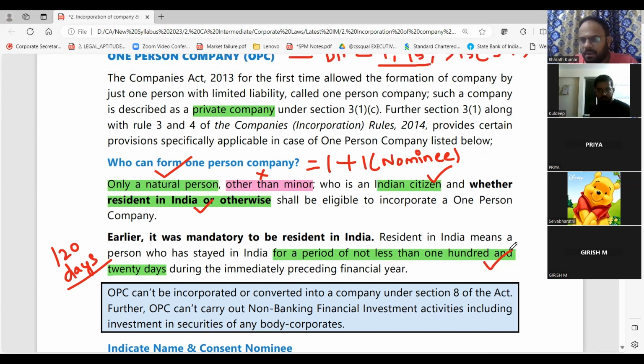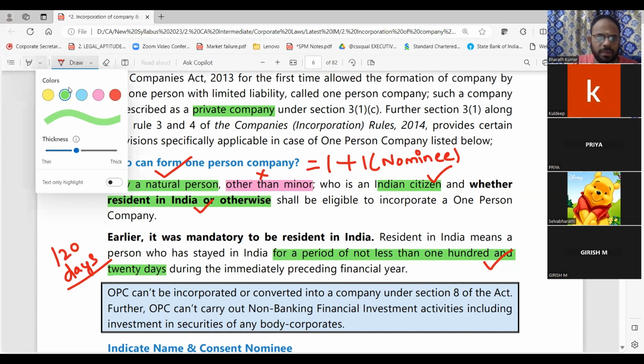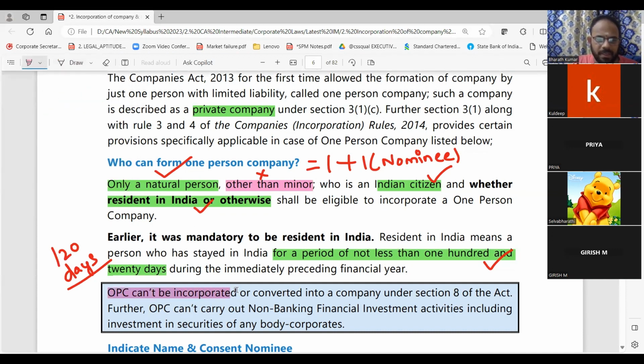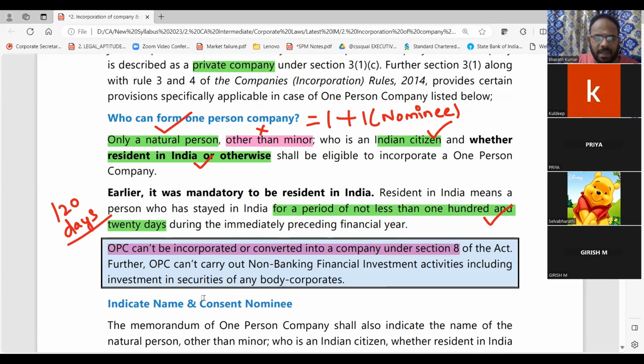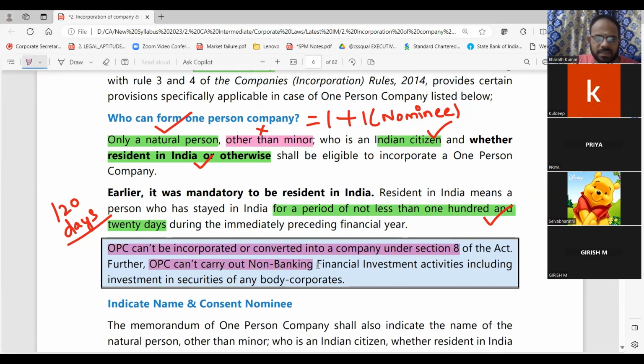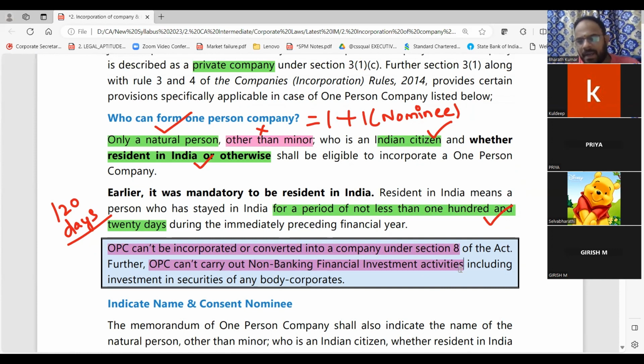When I color it in pink, that means not allowed. When I color it in green, it is allowed. See what I am also trying to do in pink. OPC can't be converted into what company? Section 8 company. What is Section 8 company? Non-profit organization. Correct. Then OPC cannot carry out any non-banking financial investment activity. That means their work is not to do NBFI activity. Banking company is separate, but any financial investment and all they should not do.